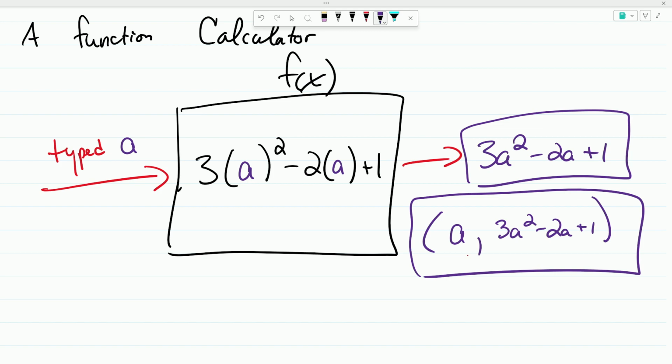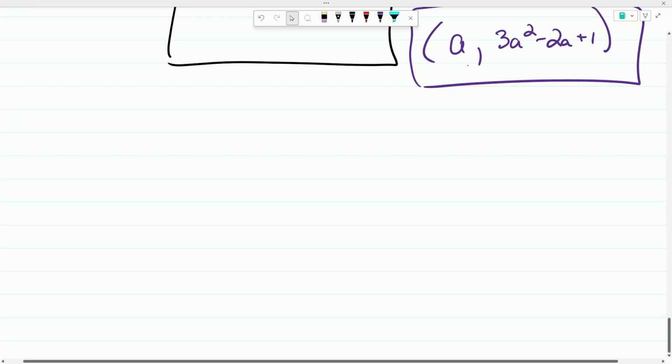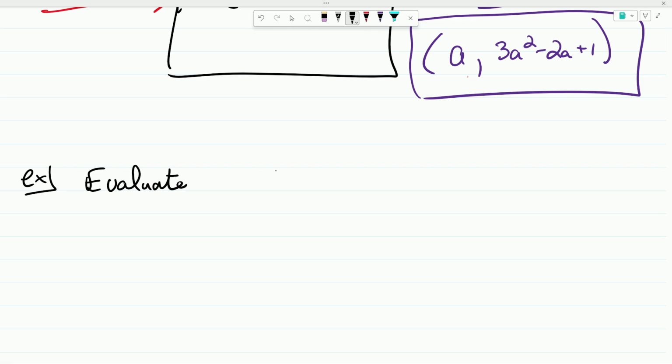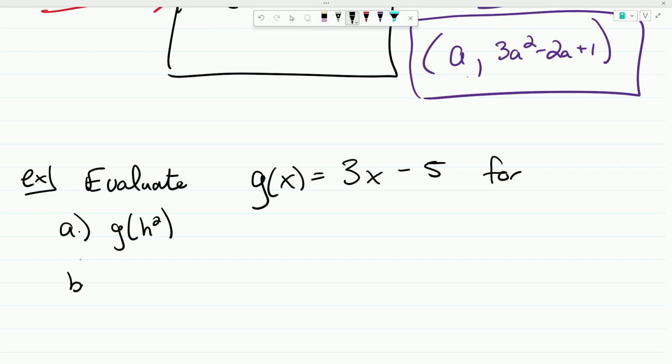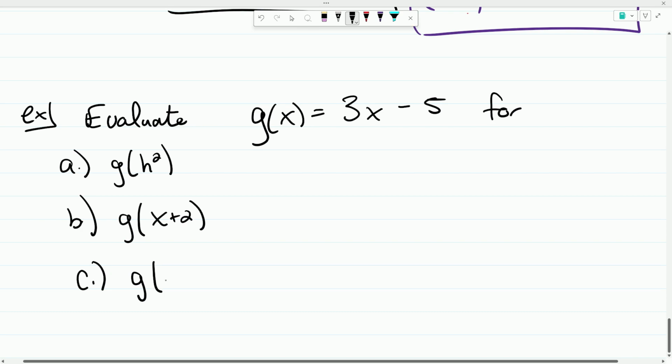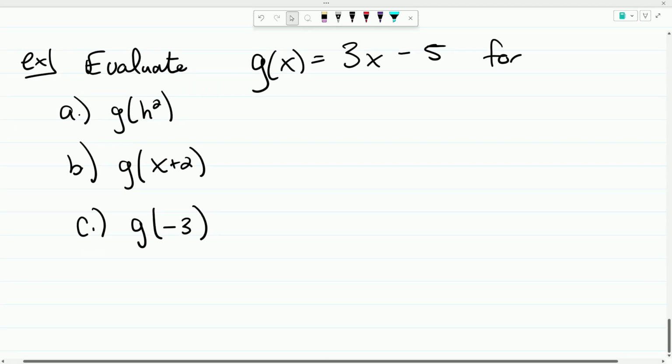Let's try another example where things can get a little bit crazier, but we're going to use a simpler function here. We'll name it g of x this time, and we'll say g of x equals 3x minus 5. For part A, let's do g of h to the second. Part B, let's do g of x plus 2. Part C, we'll do g of negative 3. So here are the 3 examples using this function.